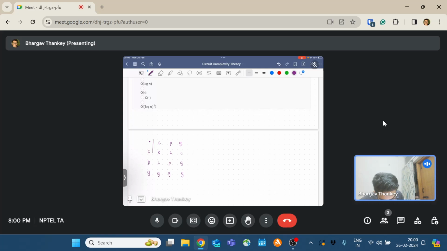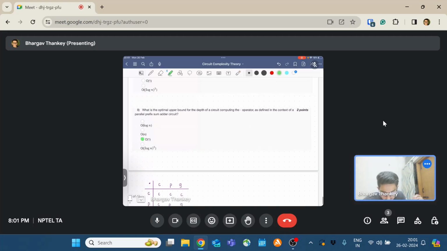It doesn't matter what the truth table is. This takes constantly many inputs: just two inputs over a domain of size 3. You can replace, say, C by 0,0, this by 0,1, this by 1,0. So you have 4 bits and you want to output 1 bit. This you can do in constant depth, constant size. So both the depth and size are order 1.